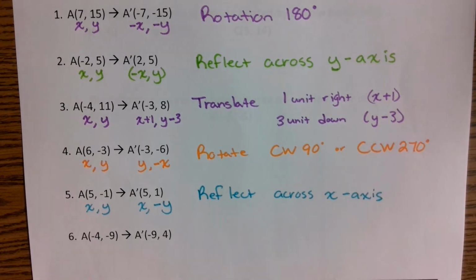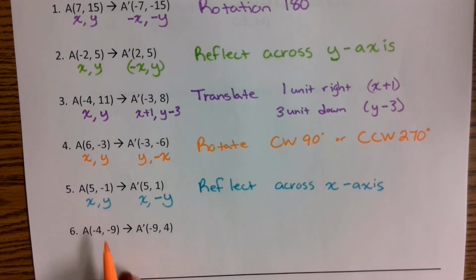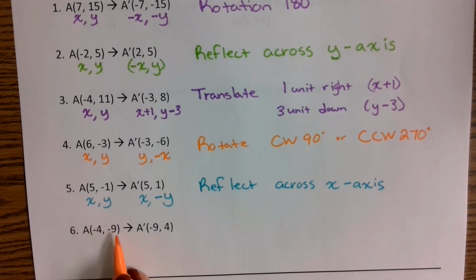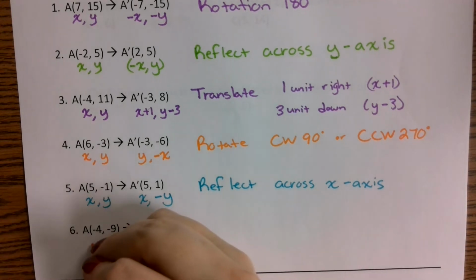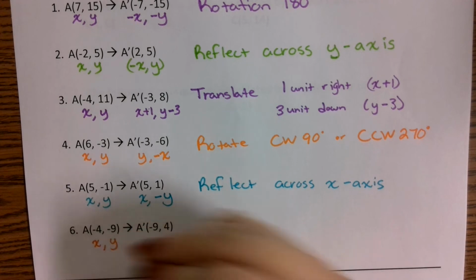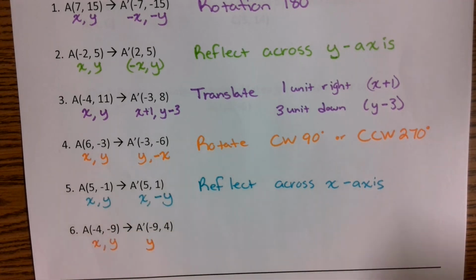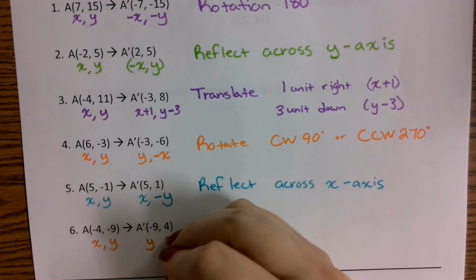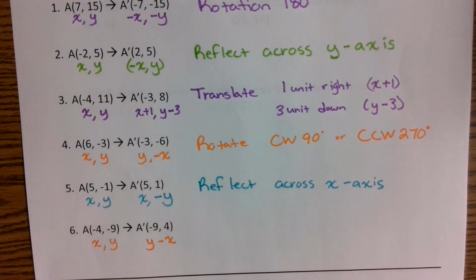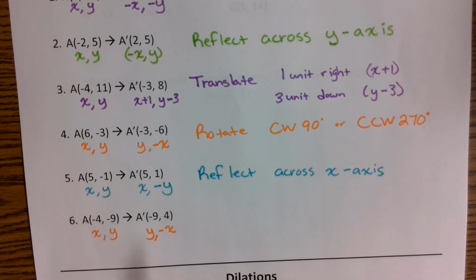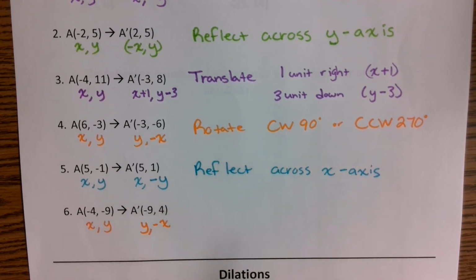All right, and then our last one, we have -4, -9 becomes -9, 4. Okay, so here's our x and here's our y. Our y came to the front, and our x, again, went to the back and was an opposite. We should have already known this because it's the same thing, right? It's another rotation, again, a rotation clockwise 90 degrees, counterclockwise 270.